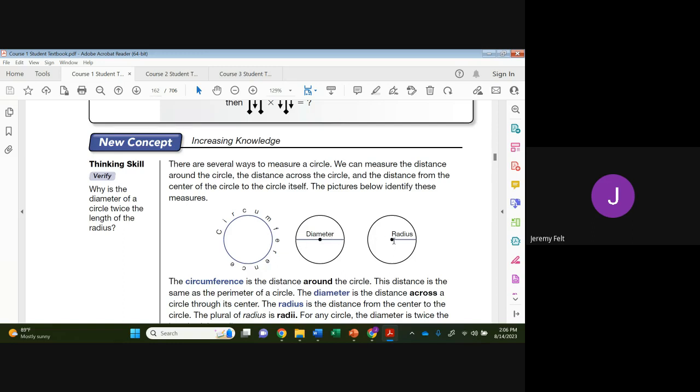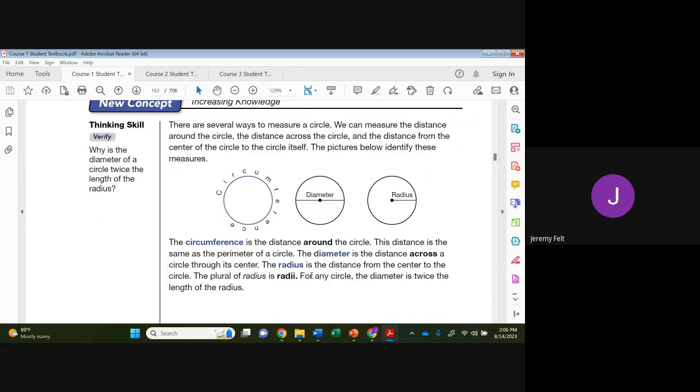A radius is exactly half of the diameter, and then the circumference with circles, for whatever reason, we don't call it perimeter, we call it circumference. So that's the distance around the circle. And if we're talking about multiple of the radius, we call it radii. I know it sounds kind of weird, but we don't say radiuses. If you do, I'll know what you're talking about. But the technical term is radii.